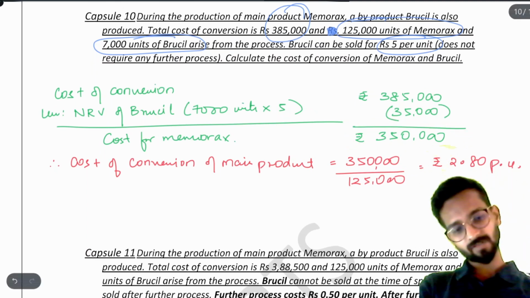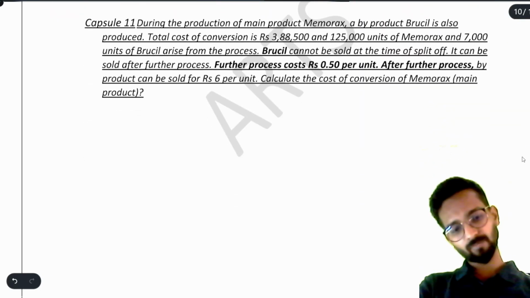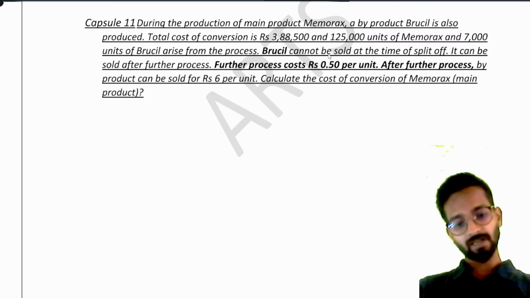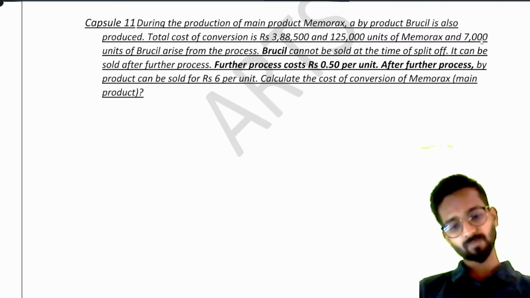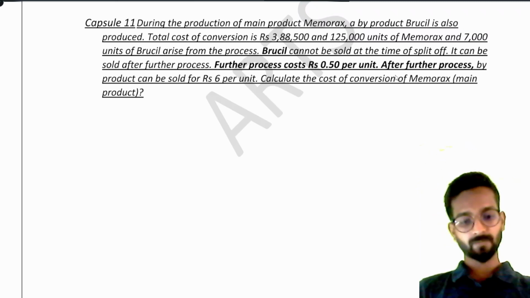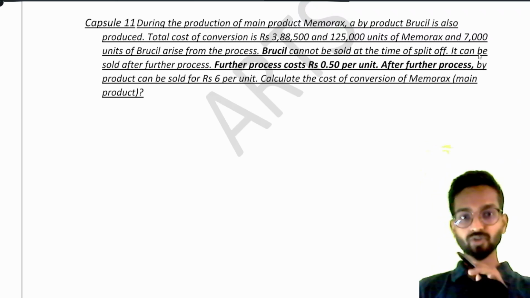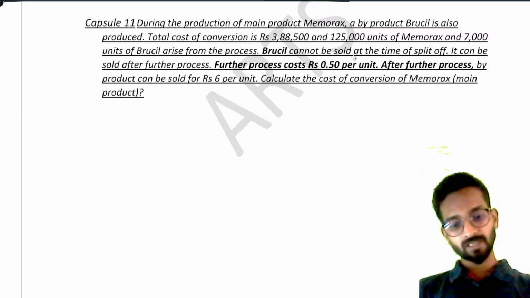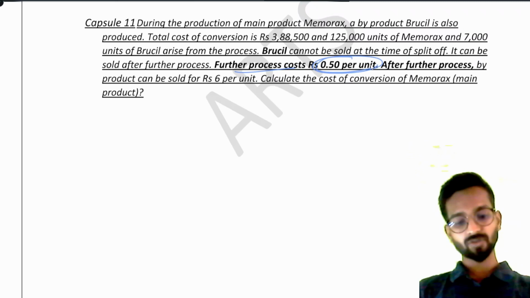We'll solve another question. During the production of main product Memorex, a byproduct Brucil is also produced. Total cost of conversion is 3,88,500, and 1,25,000 units of Memorex and 7,000 units of Brucil arise from the process. This is the same. Now Brucil cannot be sold at the time of split off. In the last question it could be sold at rupees 5, but here they are saying it cannot be sold. It can be sold after further process. Further process cost is 0.50 per unit.